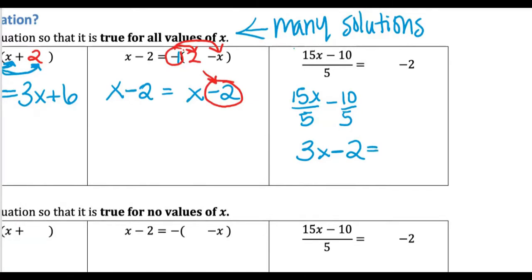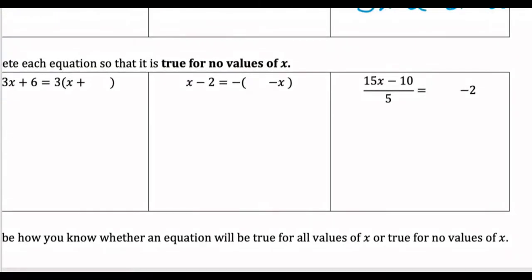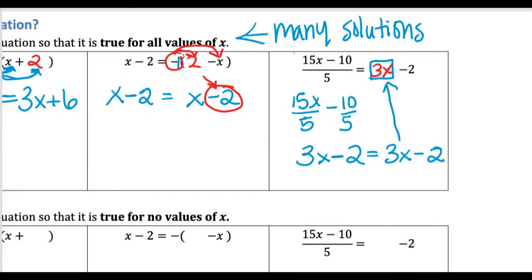So this is going to equal something minus 2, right? Well, it's got to be, my left side has to equal my right side. It's got to be 3x. It's as easy as that. 3x minus 2.